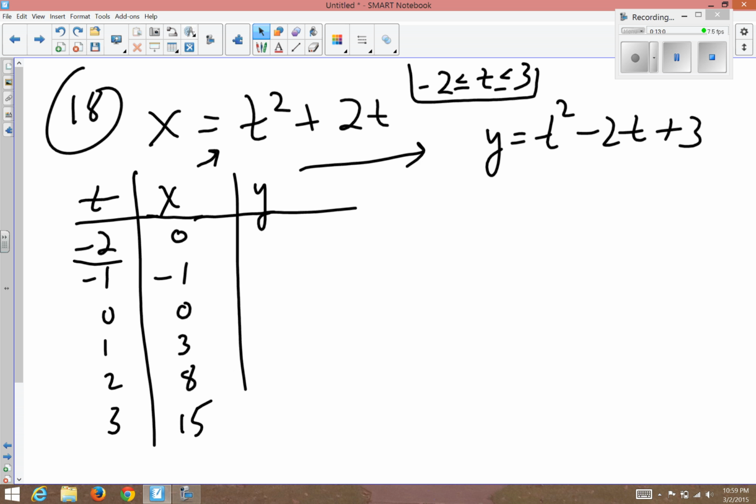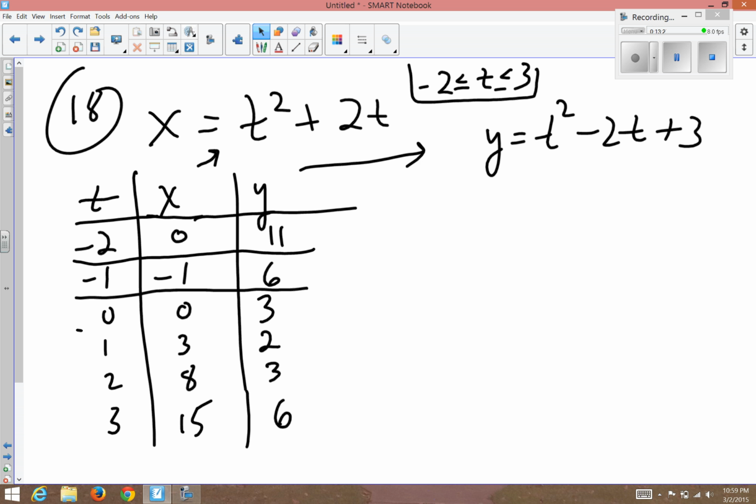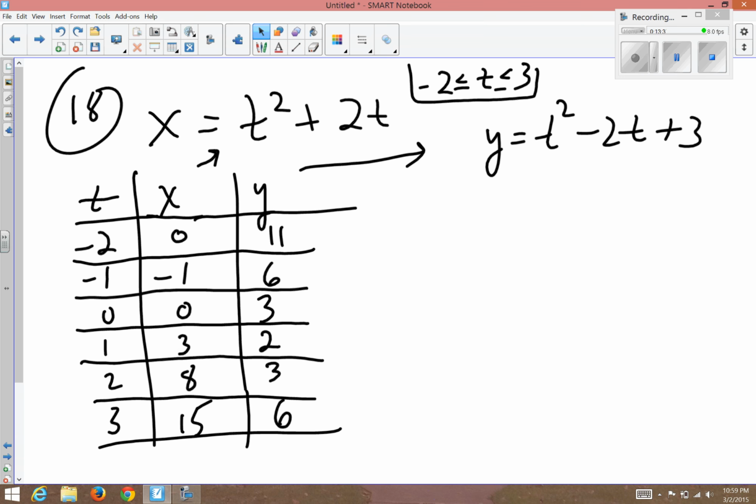Since t is -2, using this y equals, y is 11. Since t is -1, y is 6. And t is 0, y is 3. And t is 1, y is 2. And t is 2, y is 3. And t is 3, y is 6. Just plugging the t values from -2 to 3. This is what x equals and what y equals. But when we sketch the parametric curve, we only sketch the points with those x and y coordinates.